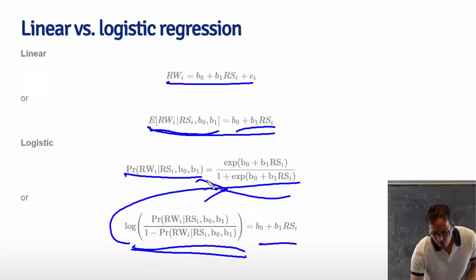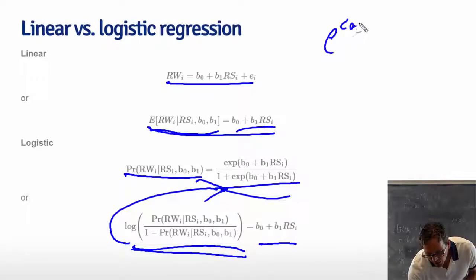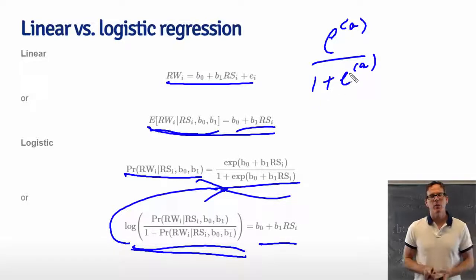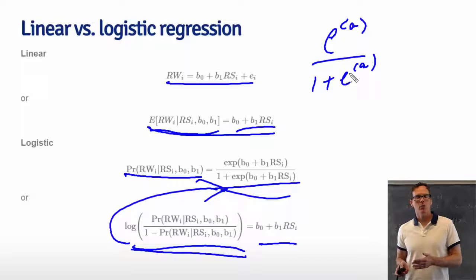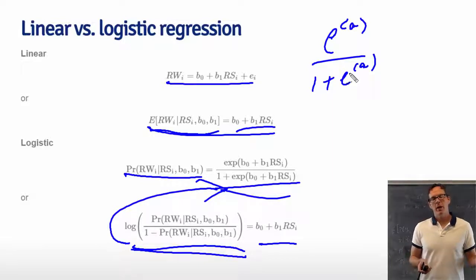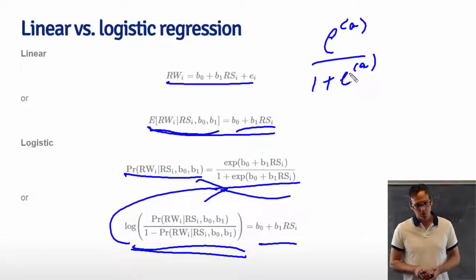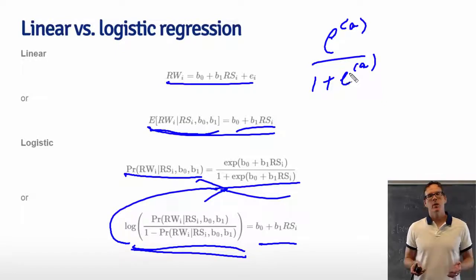I like to call e to the a over 1 plus e to the a, this function that inverts the log of the odds back to the probability, the expit. So the log of the odds is called the logit, and I like to call the function that goes backwards the expit. So that's all we're doing. But that's the clever bit of generalized linear models.